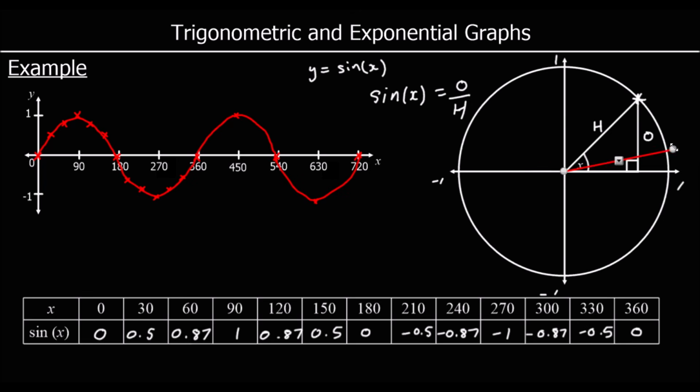We could go round all the way to 720 by just going round again, and we're going to get the exact same answers. We could also go backwards. We could go back to negative angles. So negative 30 is going to be the exact same angle as positive 330. So it's just going to repeat again the exact same pattern no matter how many times we go round in the circle. So that's why we get the same pattern, the same shape over and over again.